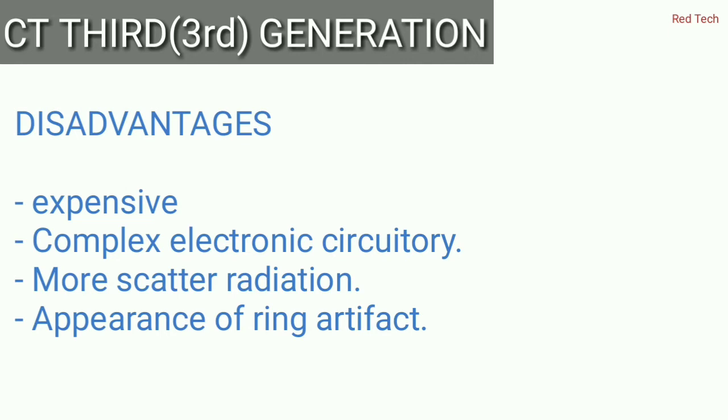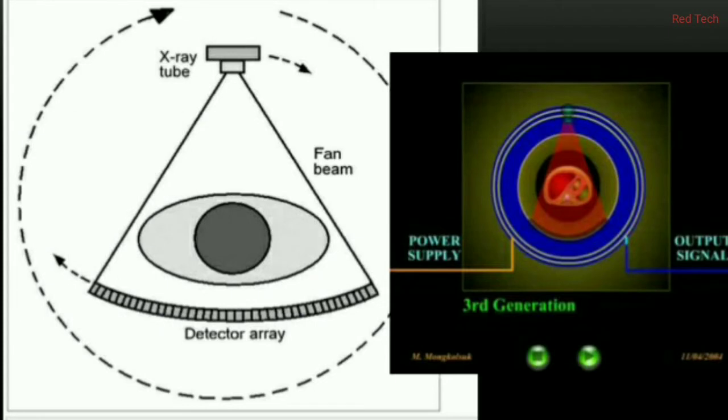Now look at the diagram of third generation CT. Here you can see the X-ray tube above and below it the detector array. As we know, 750 detectors were used in this CT generation, so you can see the X-ray tube above and below it the detector array where 750 detectors are fixed. Both the X-ray tube and the detector array move around the patient.